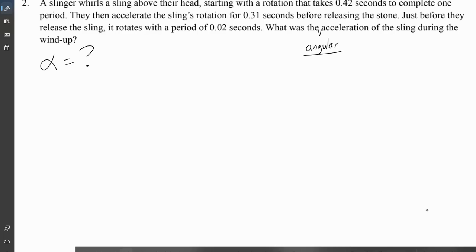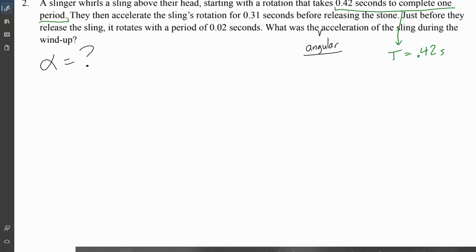Okay, we start with a rotation that takes 0.42 seconds to complete one period. Well, what does that equal? Is that our time? Because it's 0.42 seconds? Well, no, it's not. It's to complete one period, which means it takes 0.42 seconds to go around the circle once. What that really means is period equals 0.42 seconds.